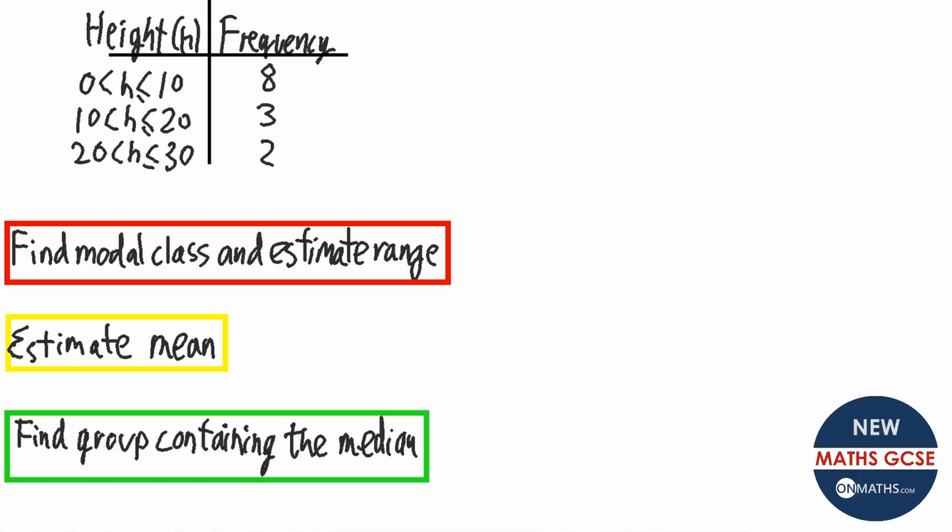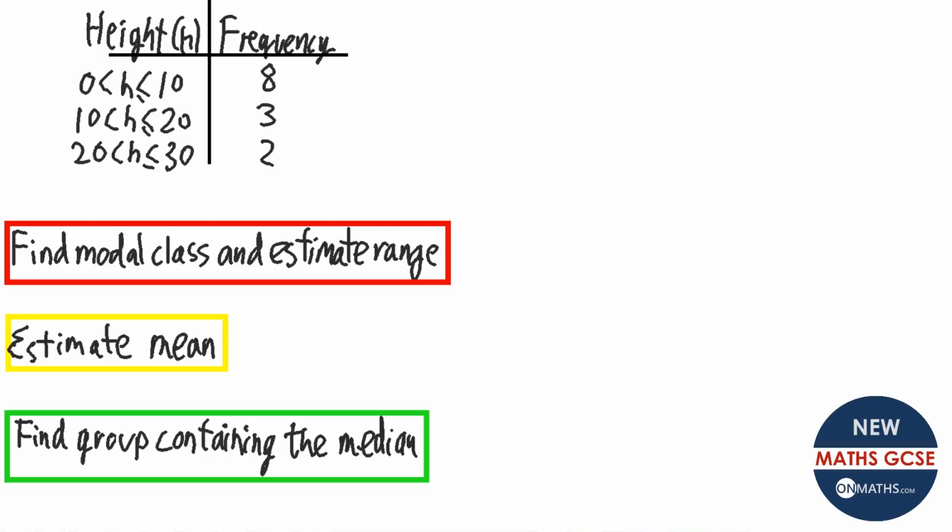But 8 of them were between 0 and 10. 3 of them between 10 and 20. 2 of them between 20 and 30. But it's impossible to find out exactly how many were 2, for instance, whatever the units are. Okay, we do this pretty much the same way.